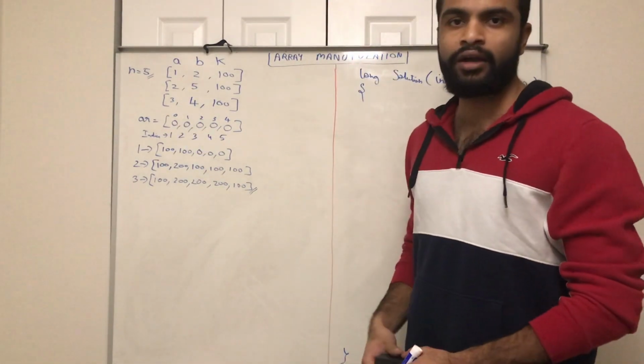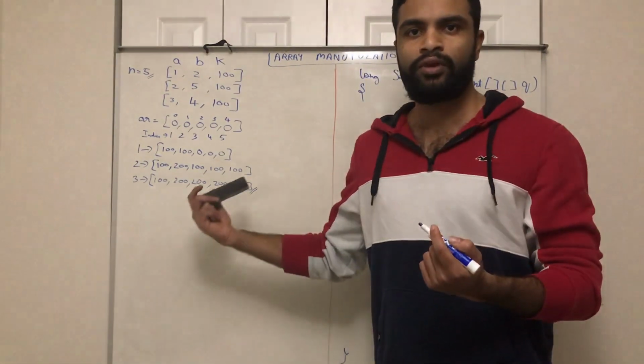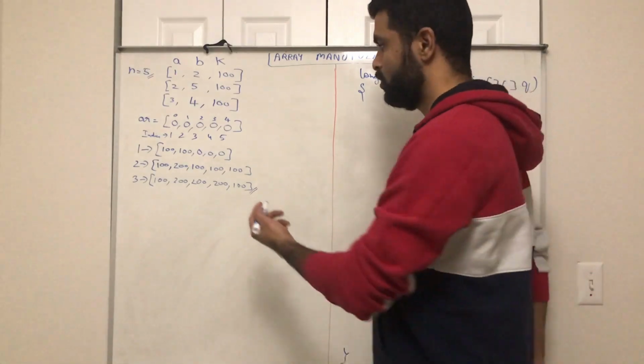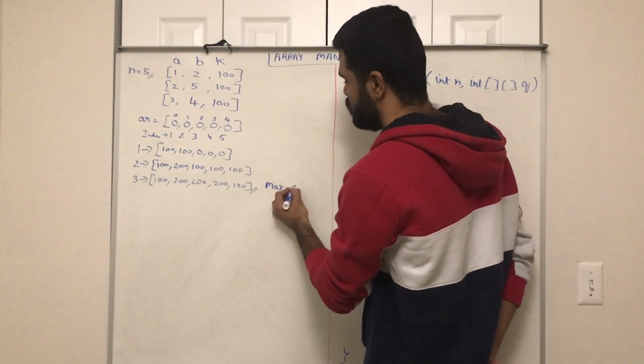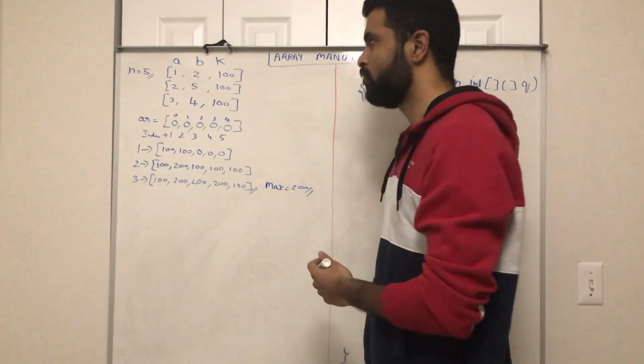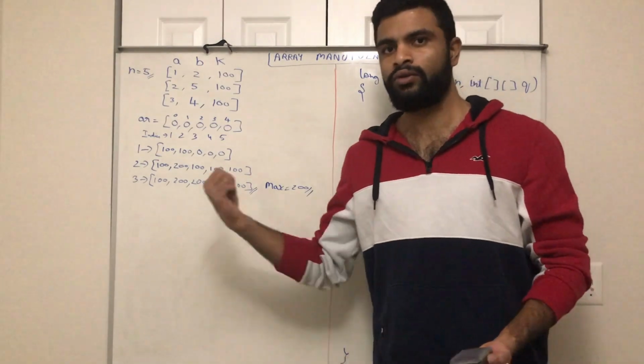After I perform all the three queries, I have to find the maximum value from the resulting array. Here the maximum value is 200, so I have to return that value after performing all three queries. That is the problem, guys. Let's see how we can solve this one.